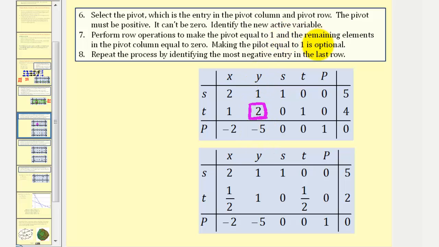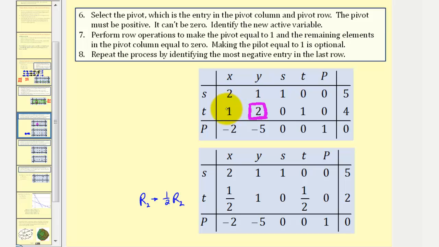I should mention that some textbooks don't make the pivot equal to 1, which is okay, but then there's extra steps later. So let's begin by making the pivot equal to 1 by performing a row operation. So we'll replace row 2 with 1/2 times row 2, since 1/2 times 2 equals 1. I've already done this here. I've replaced row 2 with 1/2 times row 2.